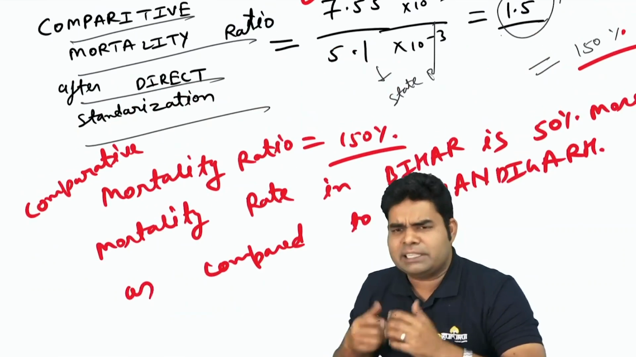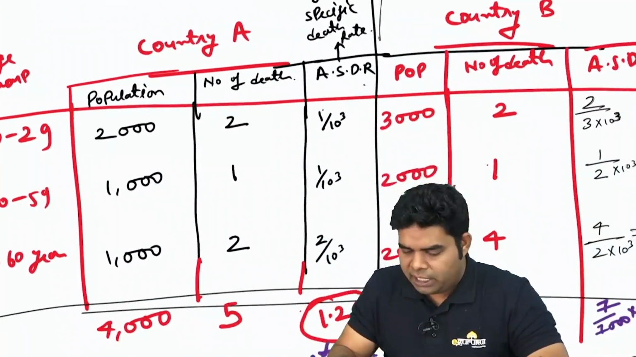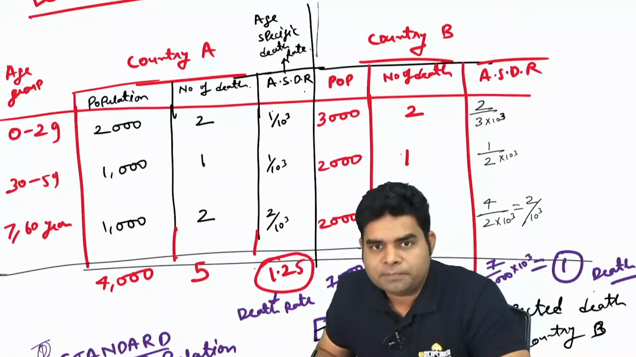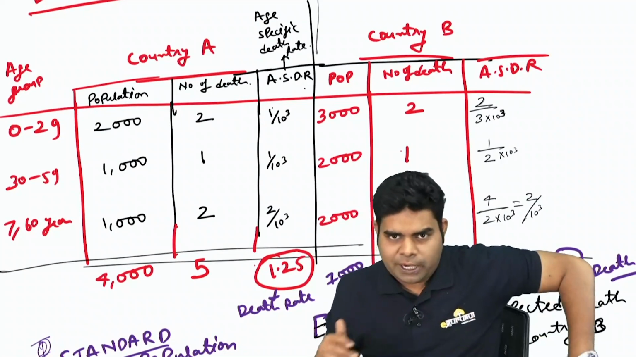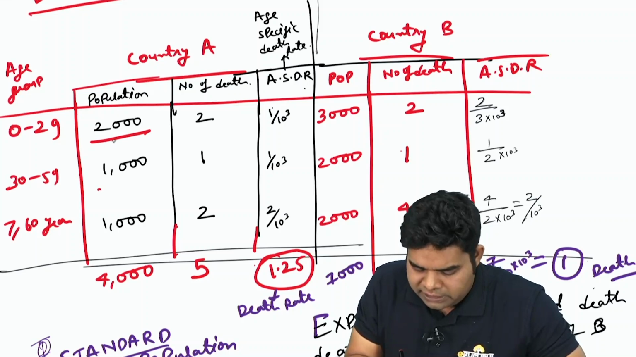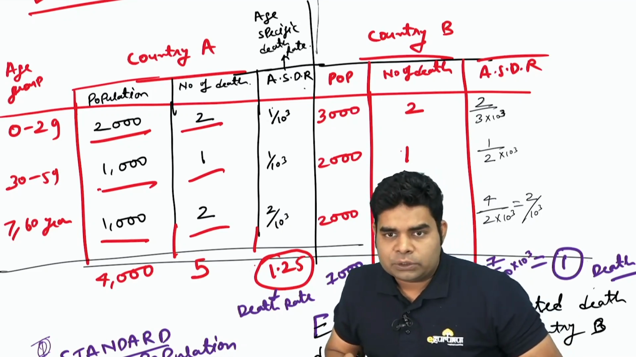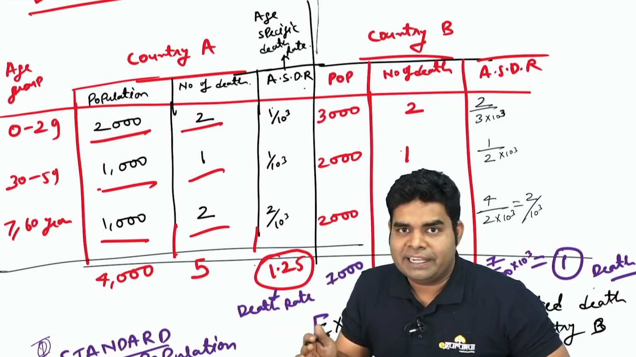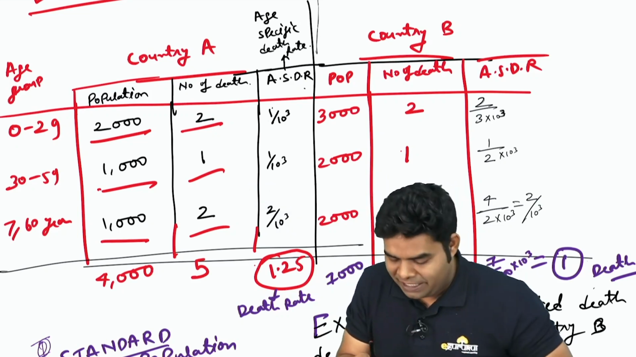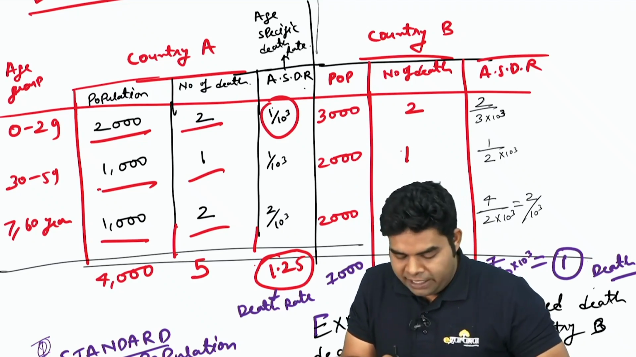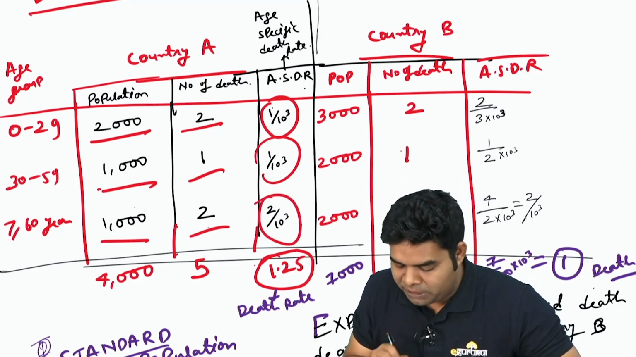Now let's understand it with a simpler example. Suppose there are two countries, country A and country B. In country A, and this is the table which is given to you in the question, the population is 2000, in this age group 1000 and 1000. The number of deaths is 2, 1, 2. So if you have to find the age specific death rate, it will be simple, 2 divided by 2000. That means 1 death per 1000, and 1 death per 1000. Similarly here, one death is occurring in 1000, so it is 1 per 1000. Two deaths are occurring in 1000, so it is again 2 per 1000.